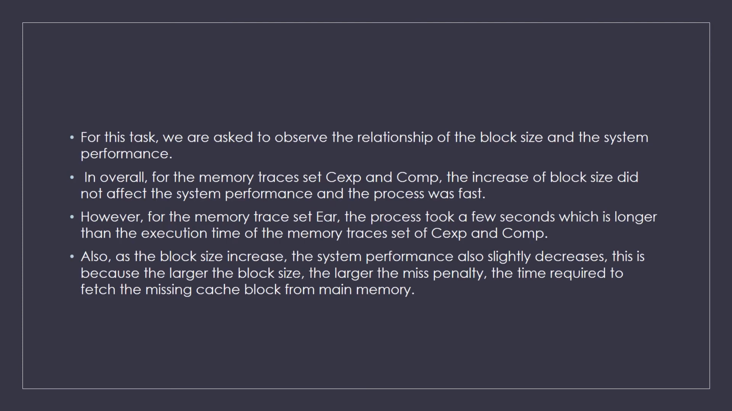Task 3. Okay, for this task, we are asked to observe the relationship of the block size and the system performance. Overall, for the memory trace sets CXP and COMP, the increase of block size did not affect the system performance and the process was fast. However, for the memory trace set EAR, the process took a few seconds, which is longer than the execution time of the memory trace sets CXP and COMP. Also, as the block size increases, the system performance also slightly decreases. This is because the larger the block size, the larger the miss penalty, which is the time required to fetch the missing cache block from main memory.